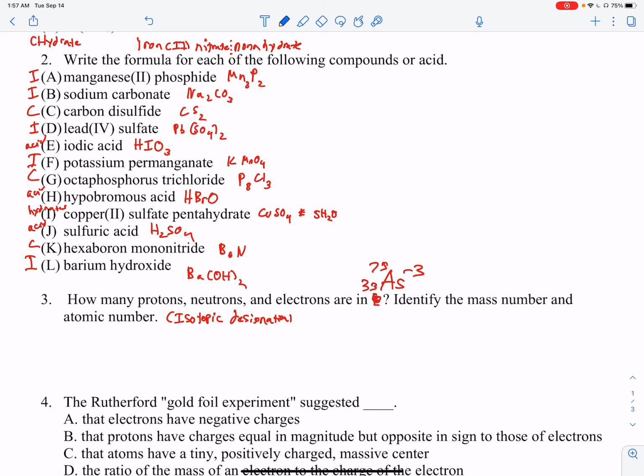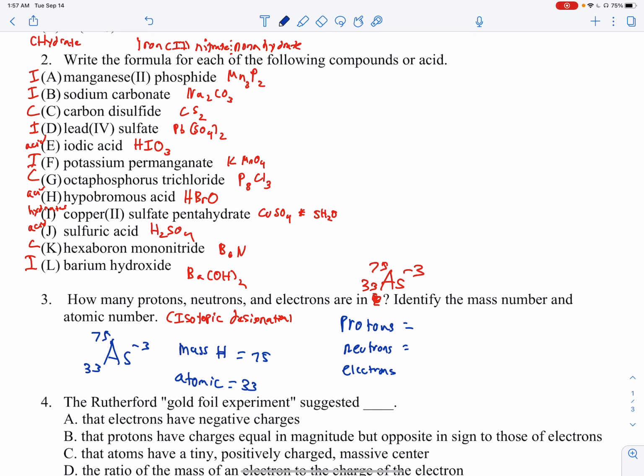So I will rewrite the one that we're given down below here. We're given arsenic -3, 75, 33. As we talked about just now, the mass number in this case would be equal to 75, and the atomic number would be equal to 33. Now we also need to find our number of protons, neutrons, and electrons. The number of protons is going to equal the atomic number, and that's 33.